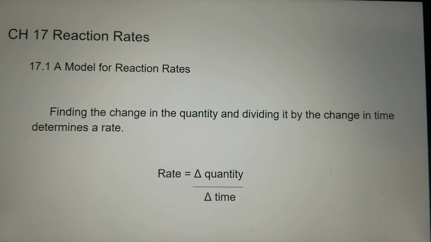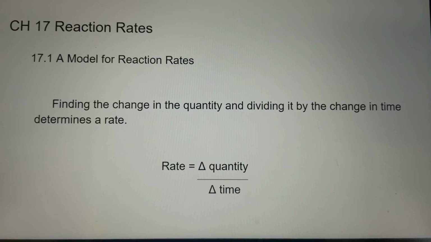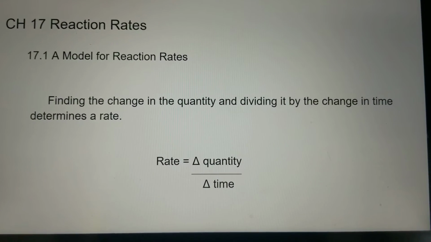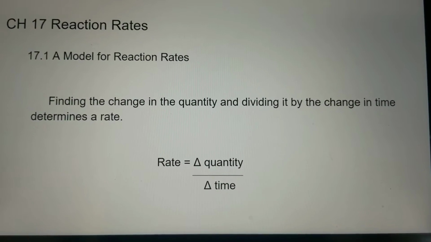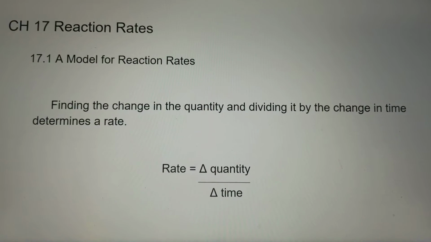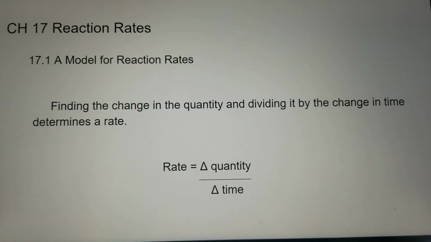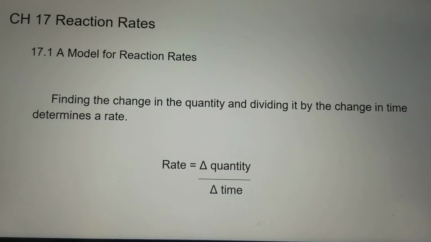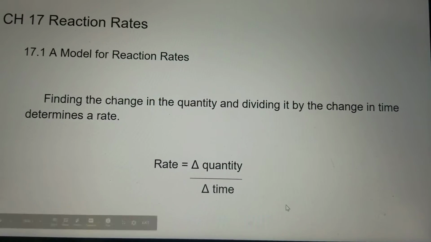All right, guys, this is your explanation for chapter 17 on reaction rates. So finding the change in the quantity and dividing it by the change in time determines a rate. There are different types of rates, like for example, the speed that you drive on the freeway or on the roads. Those are rates. It's the change in quantity over the change in time.